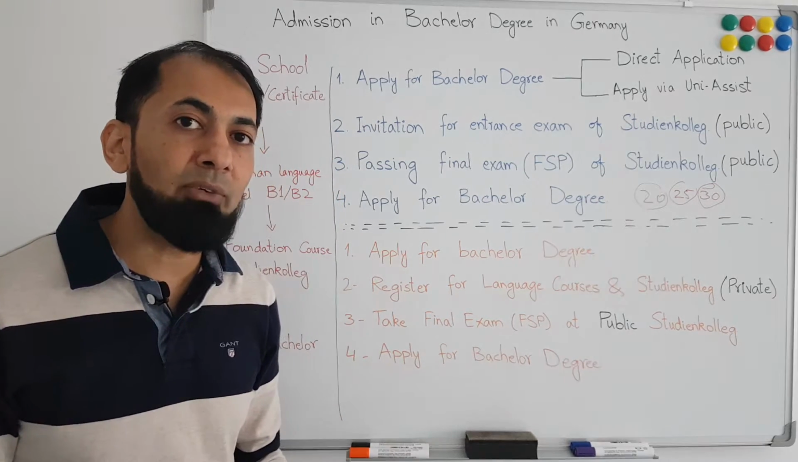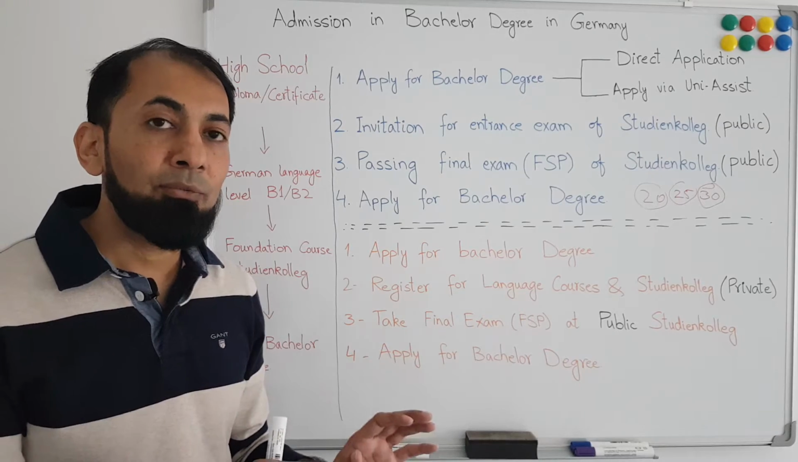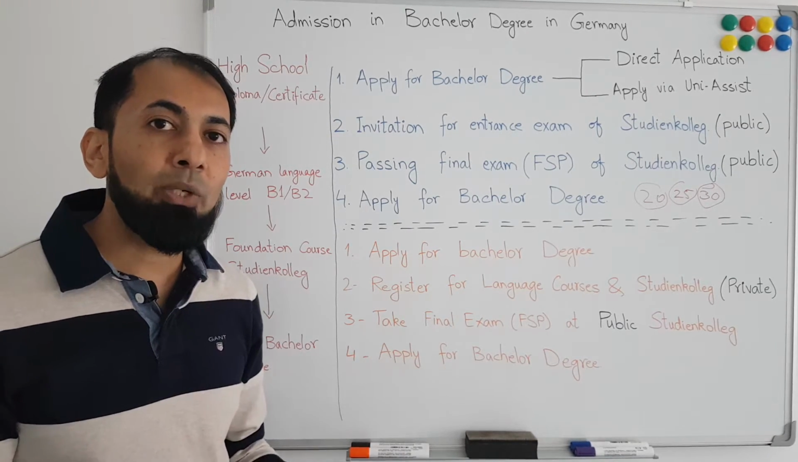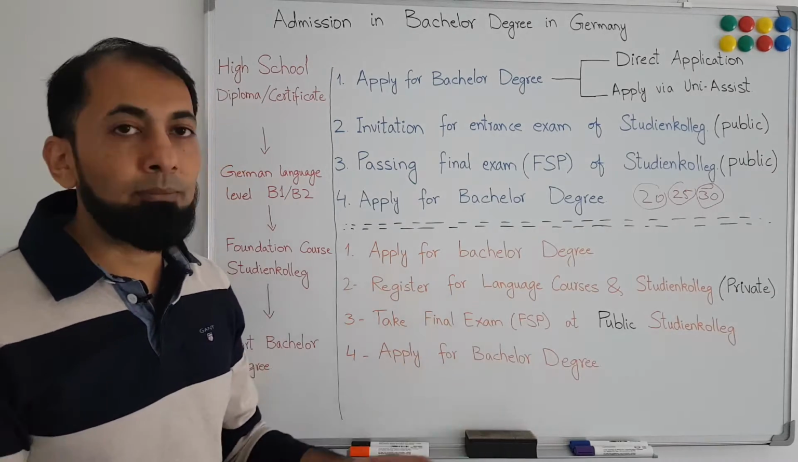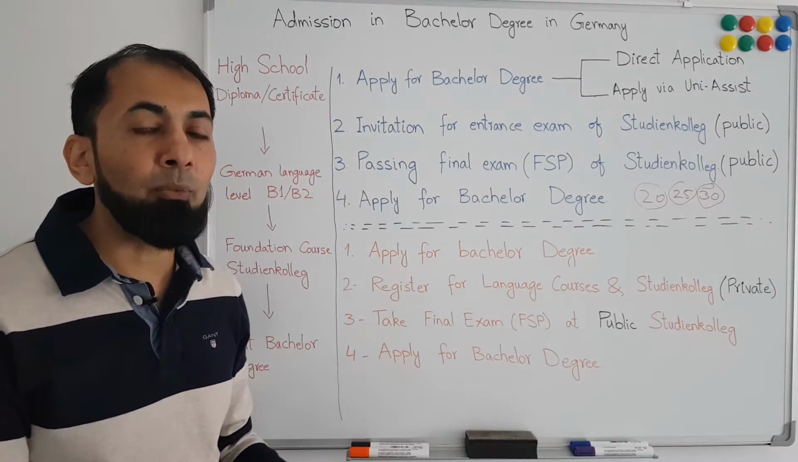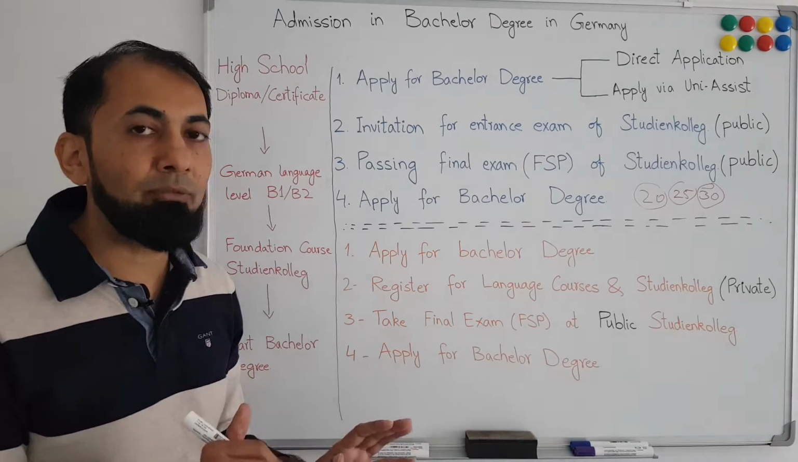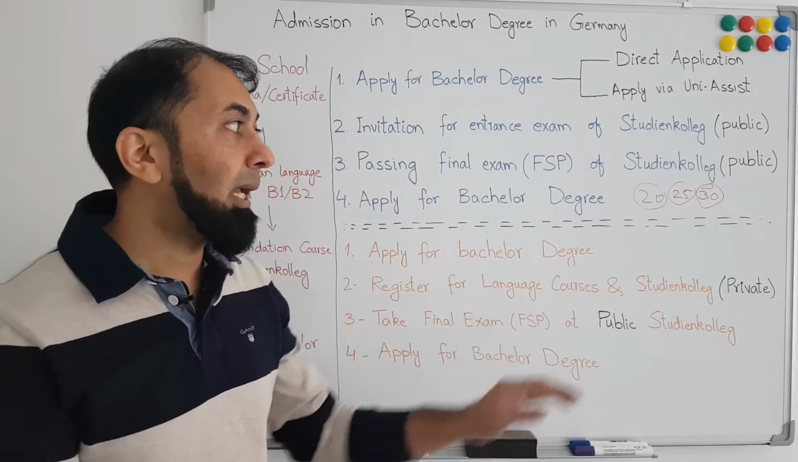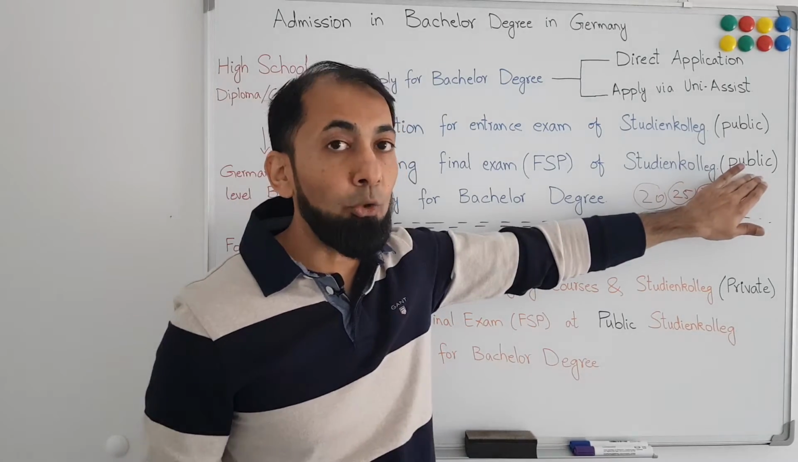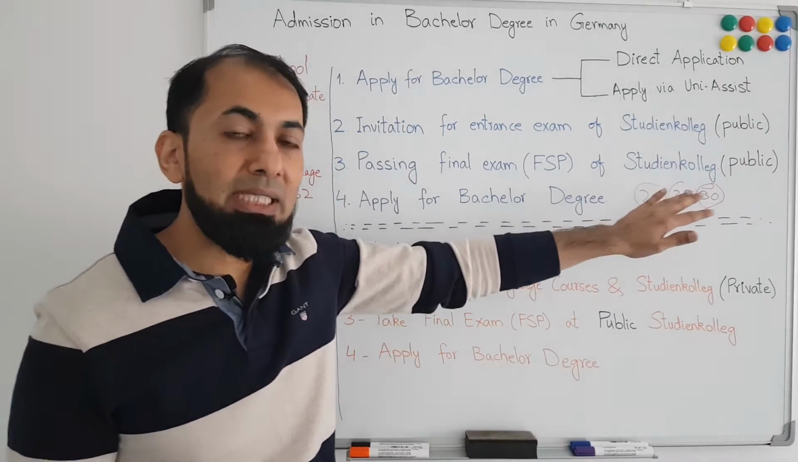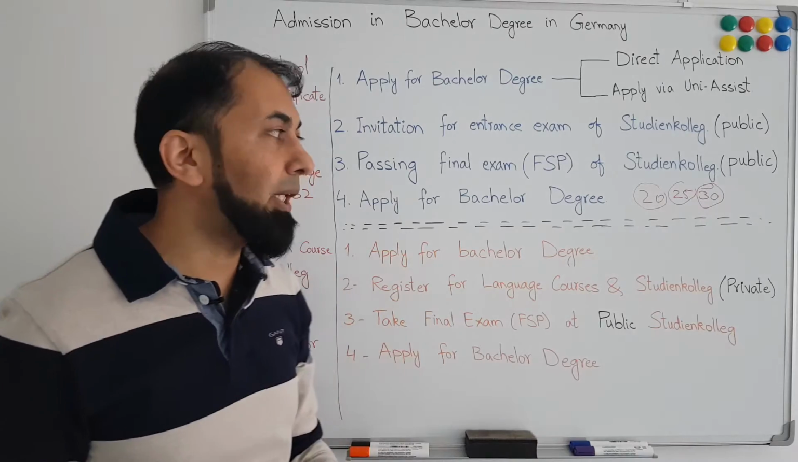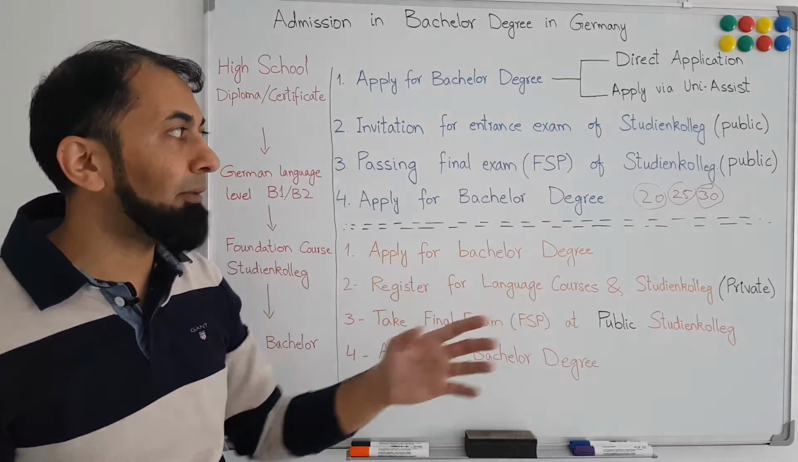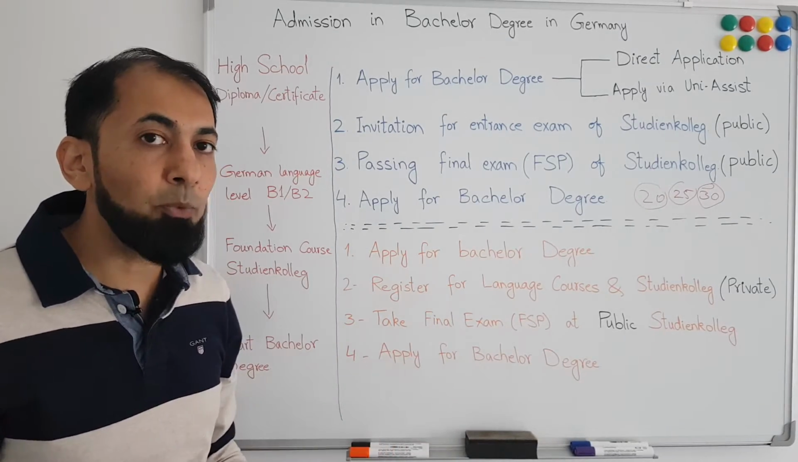I have made one video regarding the public universities which are offering a 6 months foundation course. You can watch that video, but most of the universities still offer a 1 year foundation course, so you can save your 6 months if you go to the foundation course in public universities without tuition fee. Whether you go for the 6 month foundation course or the 1 year foundation course, you have to take one FSP exam, and the FSP exam is called Feststellungsprüfung.